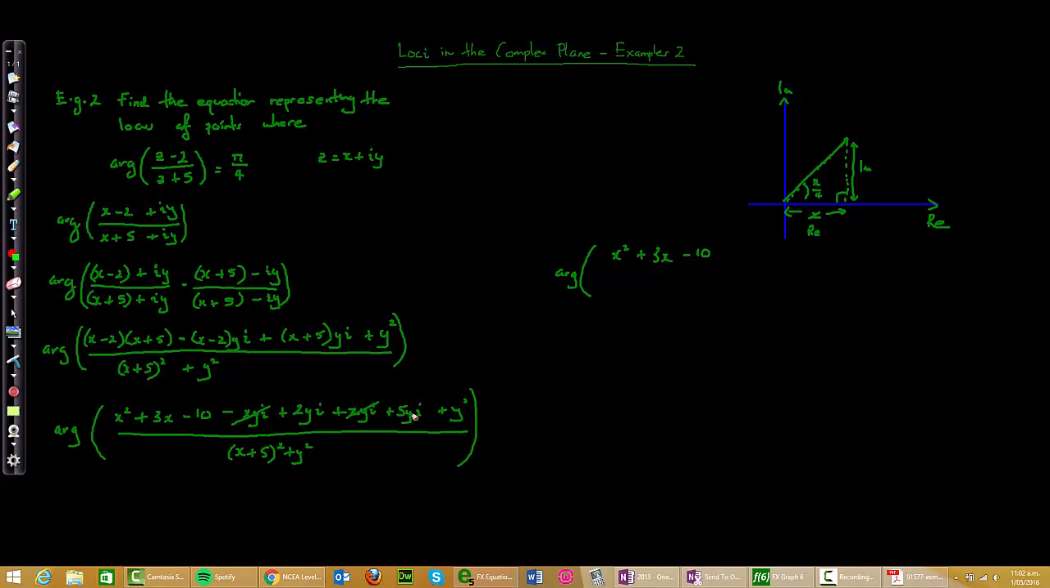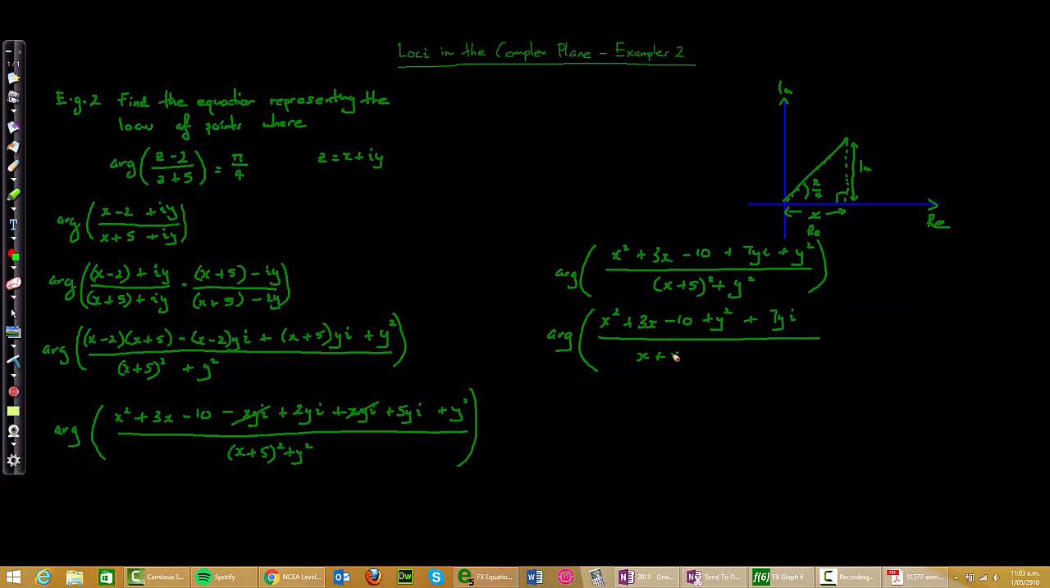and we're going to end up with 7yi plus y squared, and our denominator is still the same. Now that's about as far as we can go. The only thing I will do to make this next step more explicit is put all the real parts together. So they're the real parts, and this is the only imaginary bit, the 7yi, and this is over this.